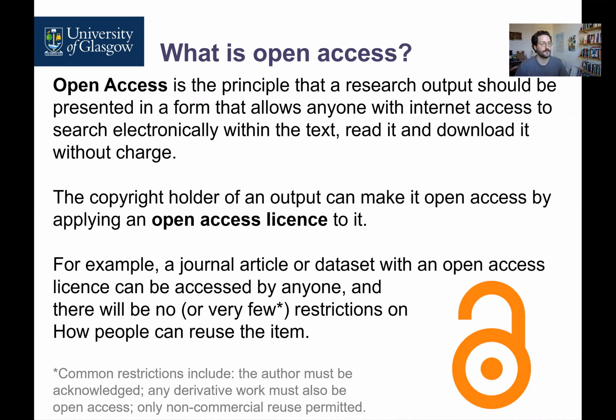Open access is the principle that a research output should be made available free of charge with no barriers to access. The copyright holder of an output can make it open access by applying an open access license to it. For example, a journal article or a dataset with an open access license can be accessed and reused by anyone, and there will be no or very few restrictions on how people can reuse the item.